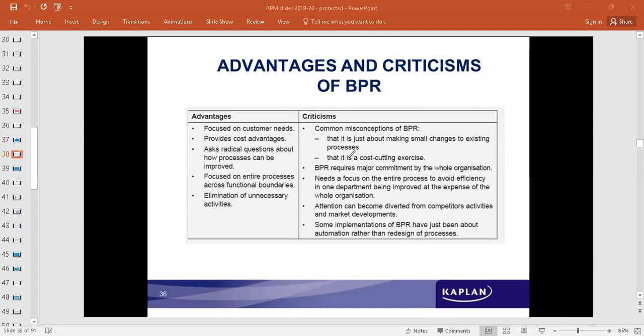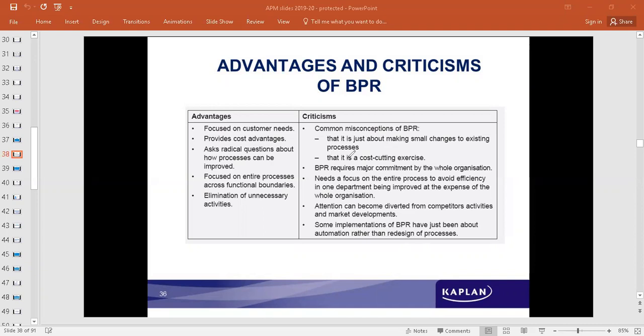Now, some implementations of BPR have just been about automation rather than redesign. Instead of redesigning, doing everything from scratch, if they just replace men with machines, it is only automation but not redesign. So that is another criticism of BPR. Okay.